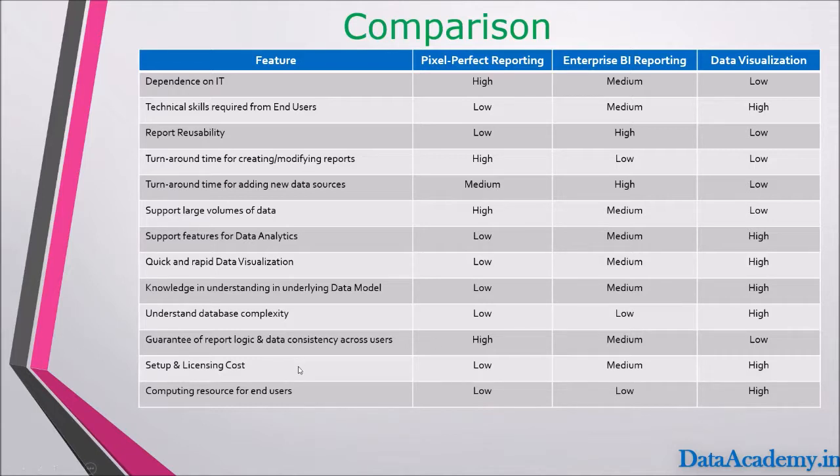When it comes to setup and licensing cost, it costs very low to set up a Pixel Perfect reporting tool, whereas it is medium for the second style and high for the third style of reporting. And computing resource for end users, it is low for the first and the second style, because most of the reports are accessed over a simple web browser. Whereas for data visualization tools, sometimes there is a need to install a desktop application. So this was about the comparison between the three different tools.